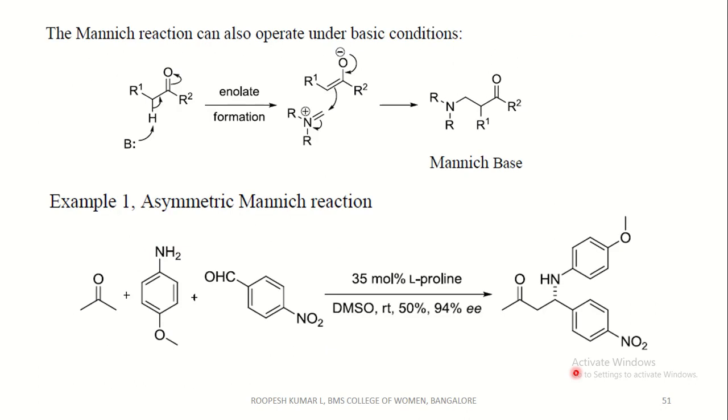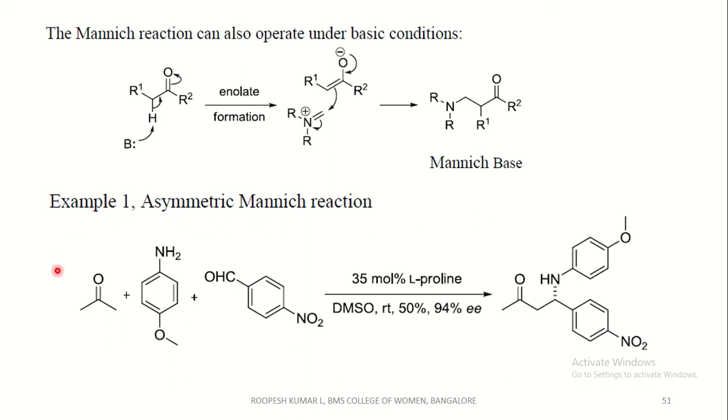The Mannich reaction can also operate under basic conditions. That is, in the previous scheme, the Mannich reaction operated under acidic conditions. Here, base abstracts its proton to form an enolate. This negative charge shifts here, and this double bond attacks the Eschenmoser salt to form a Mannich base. This is similar to a Michael addition. Coming to the example, this is a very important example which is useful for NET.